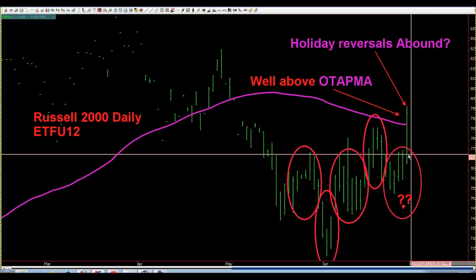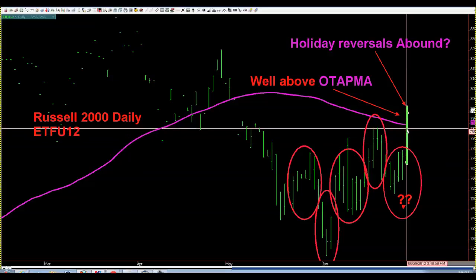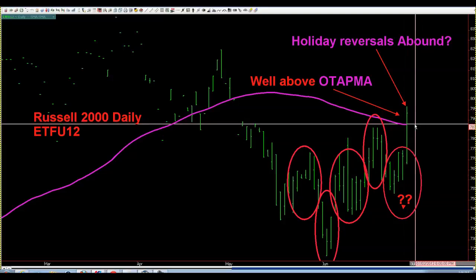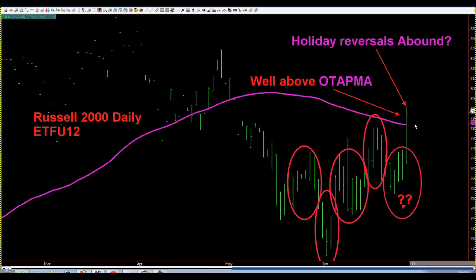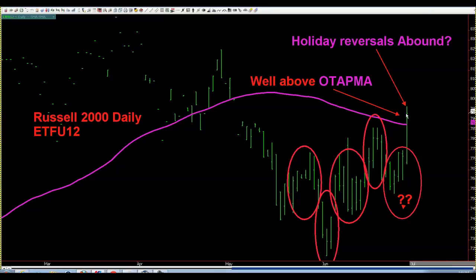So likelihood is you can find news to give you this spike high today, but it melds well with the holiday reversals. So we have a couple of things going on. Now that that's been said, you do have the OTAPMA that you rallied above, which is something that doesn't normally happen. Generally, you run into the OTAPMA, stop, and go the other way. So this got very strong today. Kind of a thin market, but still very strong.